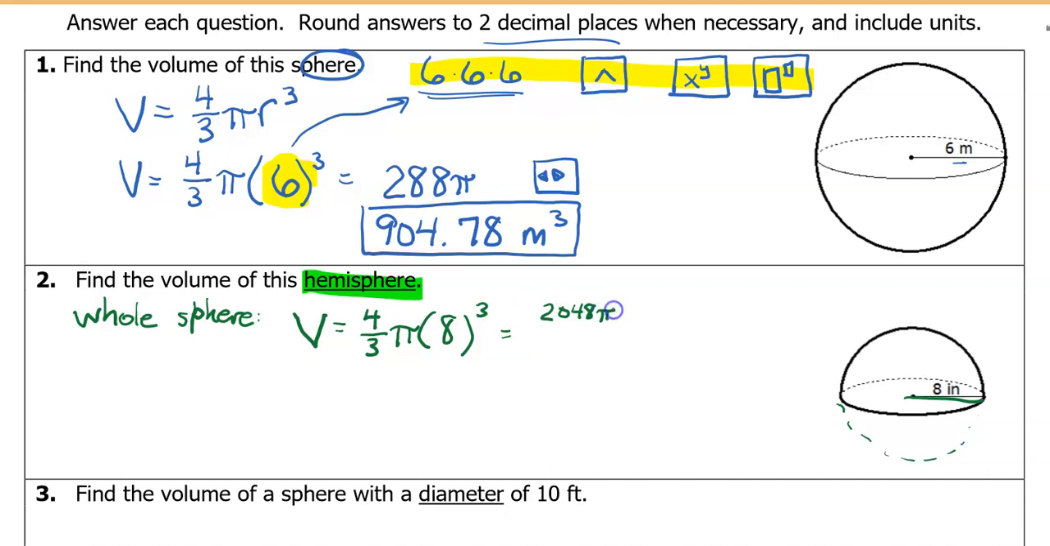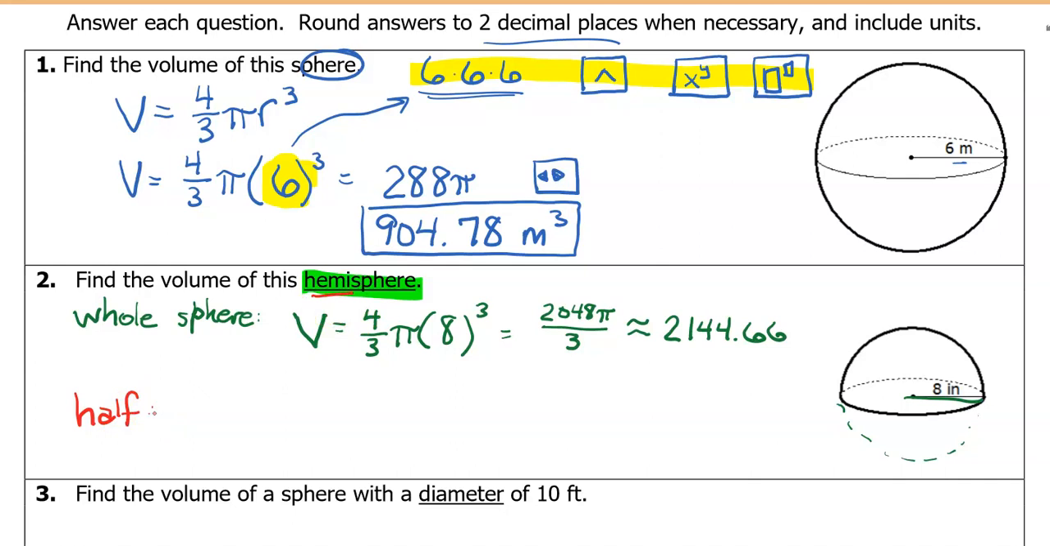But on the blue and white calculators that most of you have, it probably gave you this. If it gave you the decimal version, that's okay. 2,144.66. But that's for the whole sphere. And I only want half of that. That's what a hemisphere is. It's like a semicircle and a hemisphere.